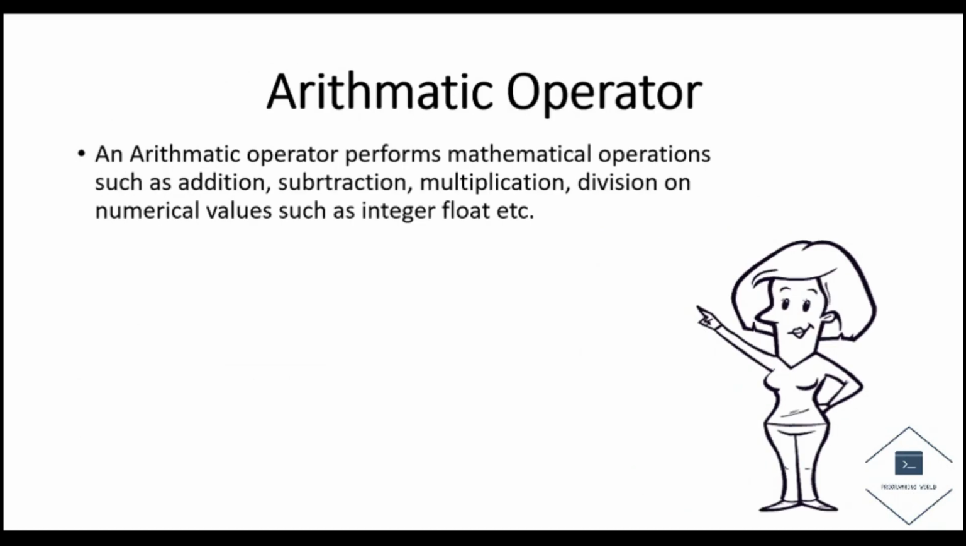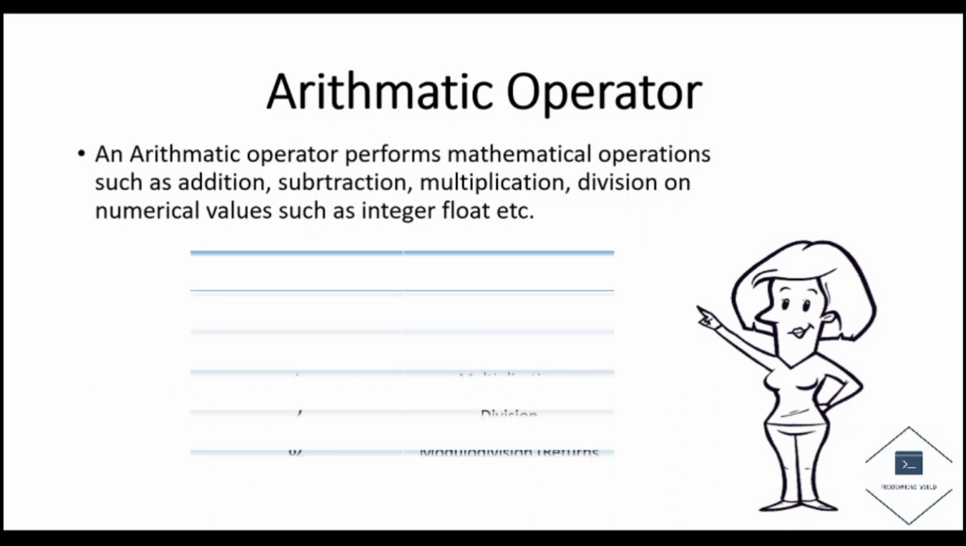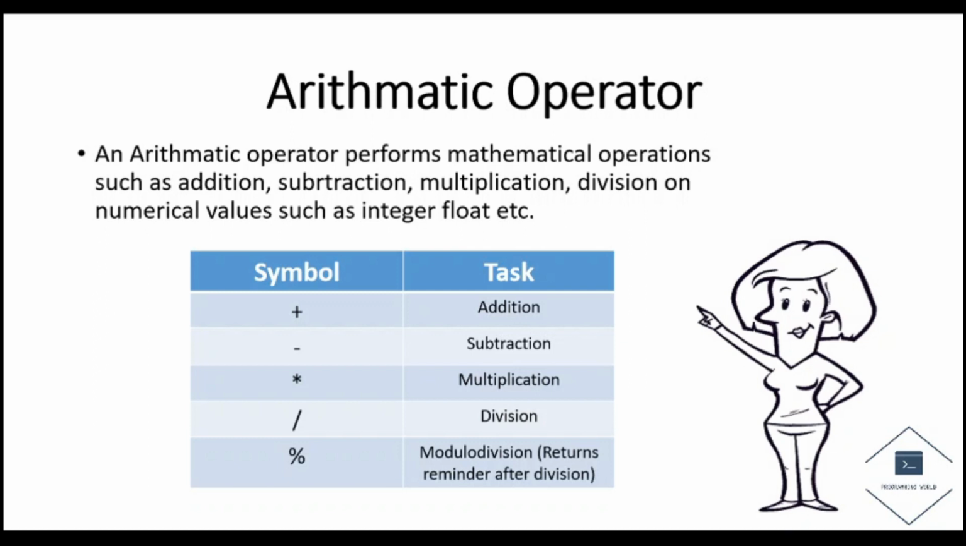Arithmetic operators. An arithmetic operator performs mathematical operations such as addition, subtraction, multiplication, division on numerical values such as integers, floats, etc. In the following chart, we will understand the symbol and the task performed by the symbol. First one is plus. Plus operator is used to perform addition. Second one is minus. Minus operator is used to perform subtraction. Third one is multiplication, or you can say asterisk. This is used to perform multiplication.